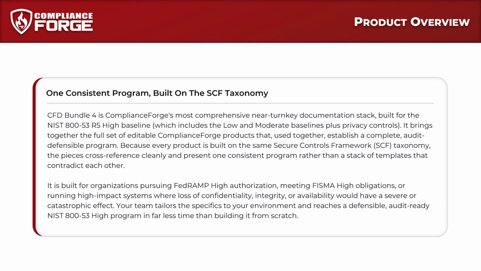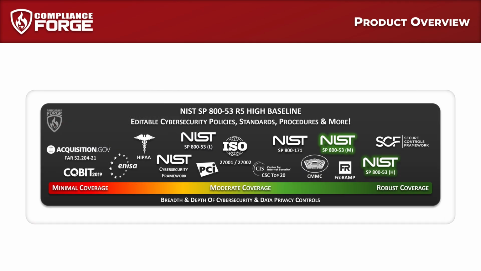Because every product is built on the same Secure Controls Framework taxonomy, also known as the SCF, the pieces cross-reference cleanly and present one consistent program, rather than a stack of templates that contradict each other. It is built for organizations pursuing FedRAMP high authorization, meeting FISMA high obligations, or running high-impact systems, where loss of confidentiality, integrity, or availability would have a severe or catastrophic effect. Your team tailors the specifics to your environment and reaches a defensible, audit-ready program in far less time than building it from scratch. Here is where NIST 853 High sits across ComplianceForge's documentation spectrum.